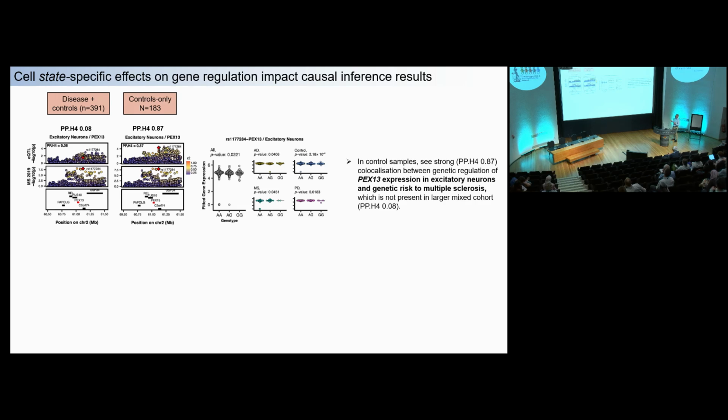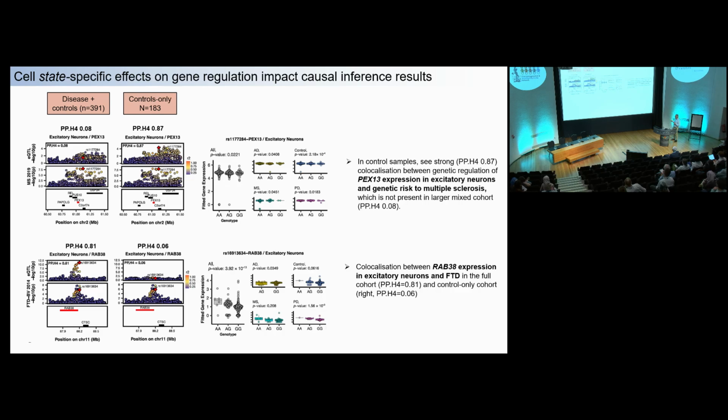So here we have a co-localization between the genetic regulation of this gene, PEX13, in excitatory neurons and genetic risk to multiple sclerosis. And we see this in control samples, but that co-localization is completely absent in the larger mixed disease case and control cohort. Conversely, we also saw co-localizations which were only present in the larger cohort compared to the control cohort.